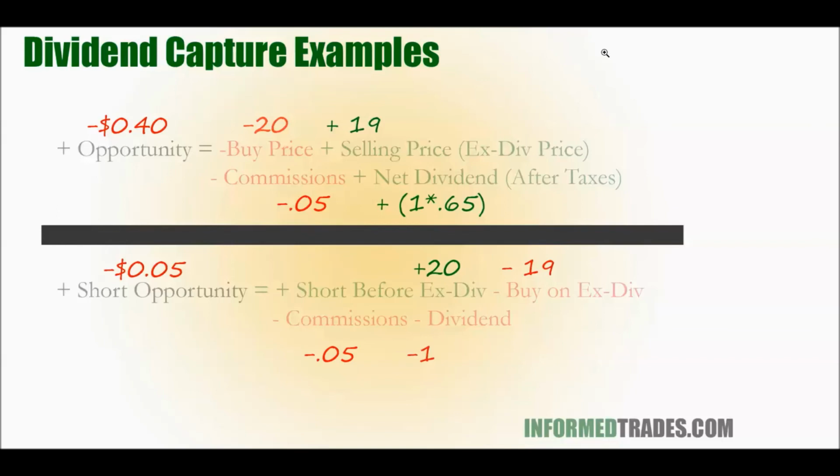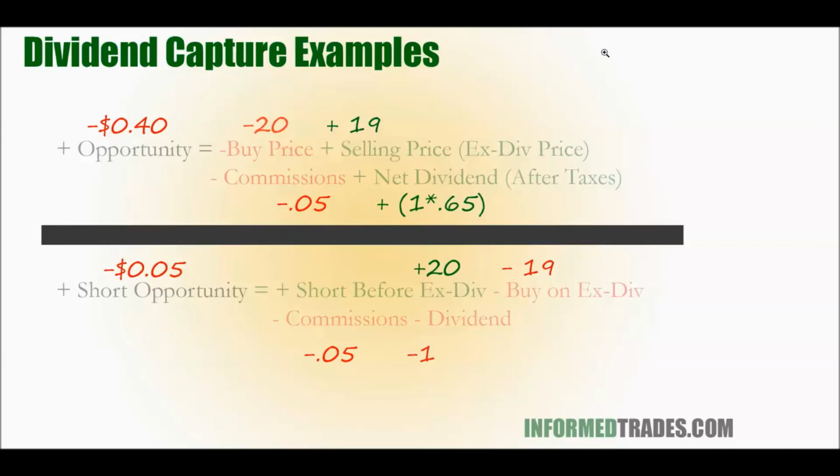Again, the key variable there maybe is the selling price, right? If the stock doesn't fall by as much as the net dividend, you might have an opportunity, right? So if you were able to sell the stock for $19.70, then you get 70 cents more, and now we're talking about a profitable trade here.